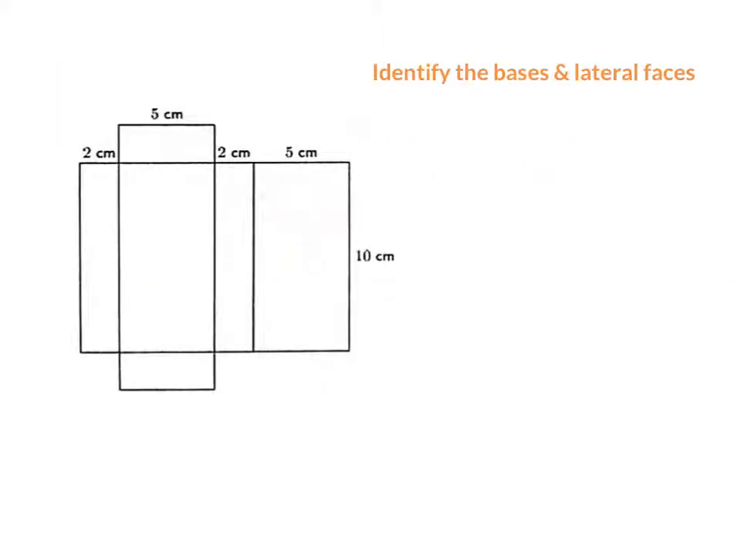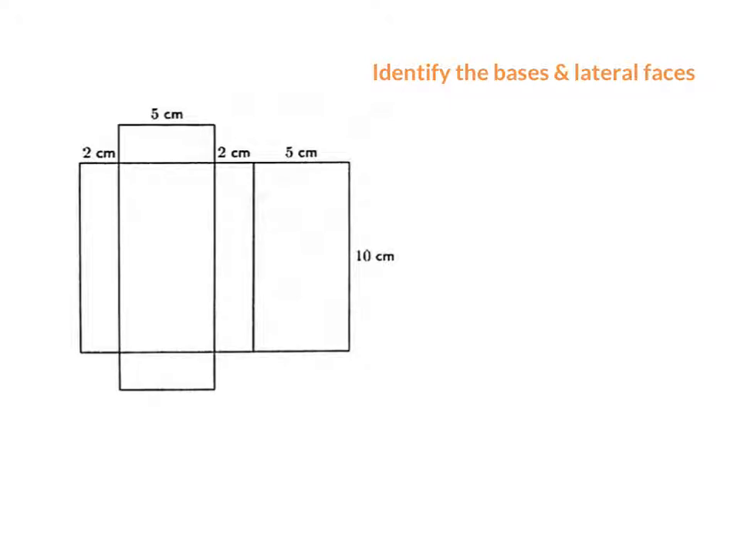In this example, we're going to identify the bases, and then we're also going to identify the lateral faces. We're going to do that by coloring in the bases one color, and then we're going to leave everything else blank to show which ones are the lateral faces, and then we'll find the area of all those things.